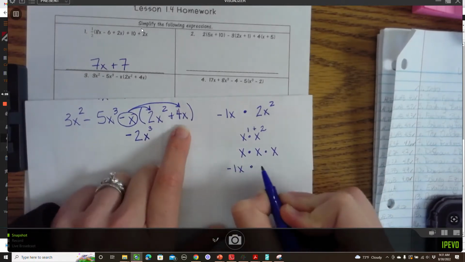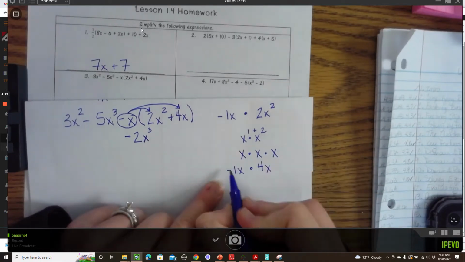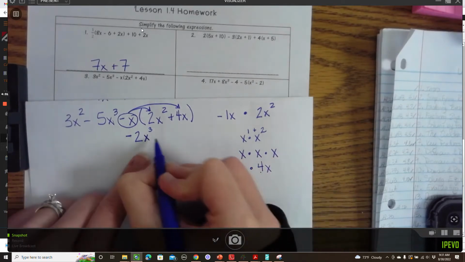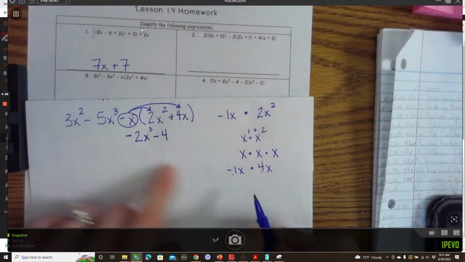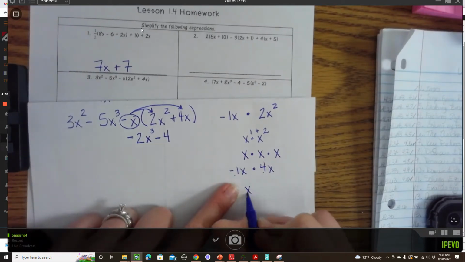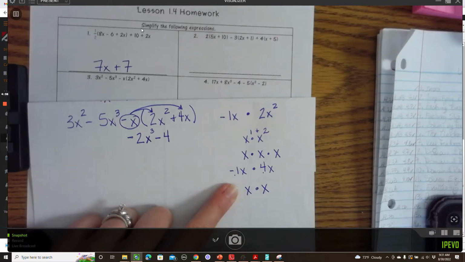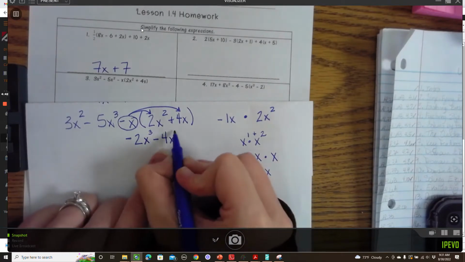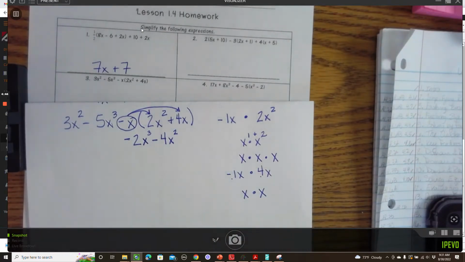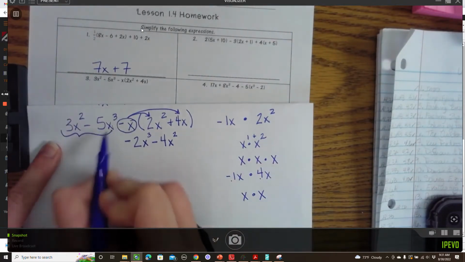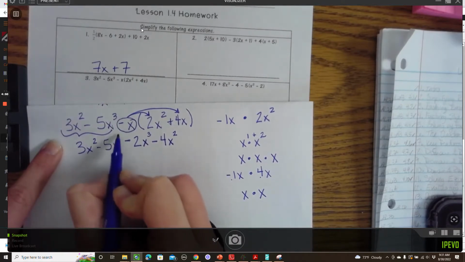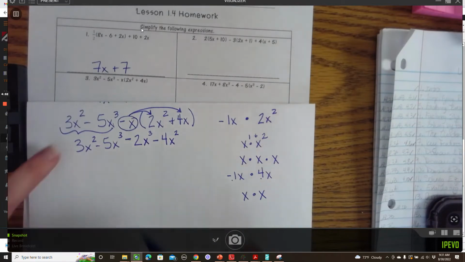So same thing here. -1x times 4x. I'm going to multiply the coefficients. -1 times 4 is a -4. And then I'm going to do x times x. So I have 2 x's, so I would write it x squared. And then the rest of this I didn't touch, so it just fills in. All right, combine like terms.